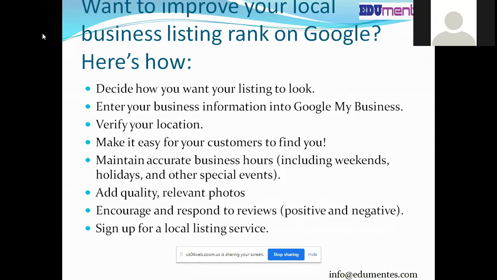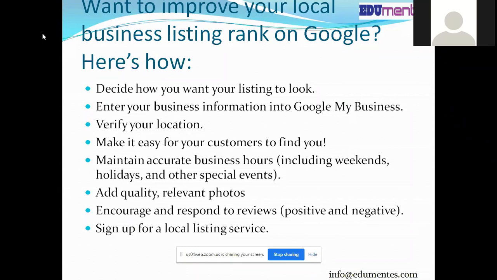Then maintain accurate business hours, including weekends, holidays, and other special events. Always try to mention that we are off on these days. Even Google provides you with a system that gives you the list Monday to Sunday, and you can just say that we are closed on these days and open on these days. And then add quality and relevant photos. Photos always play a great role, they add extra benefits. Photos play a huge role.